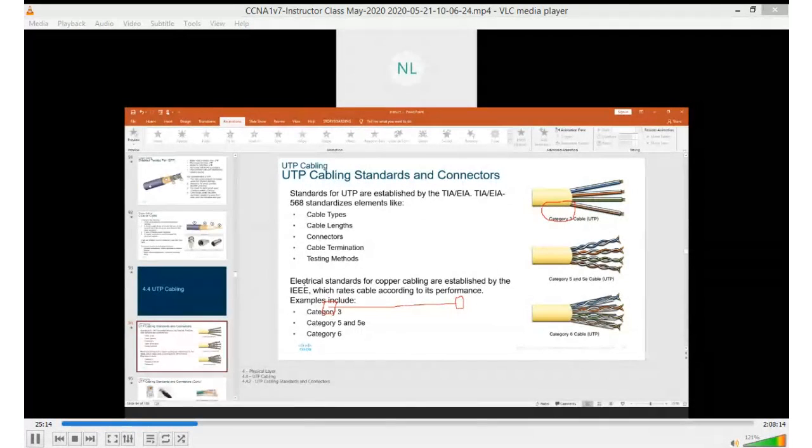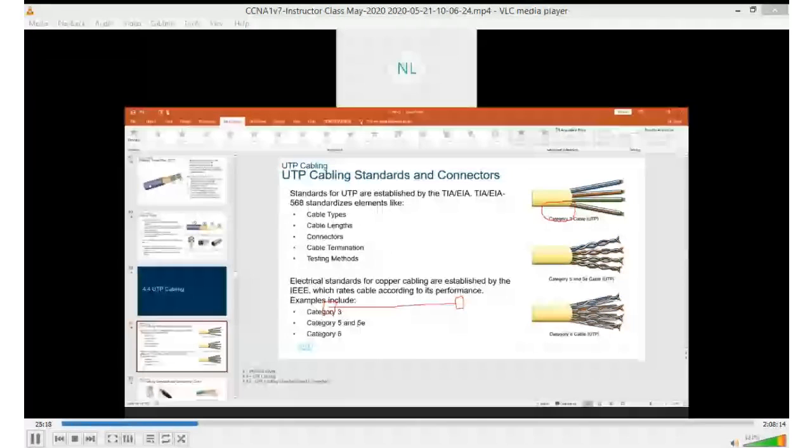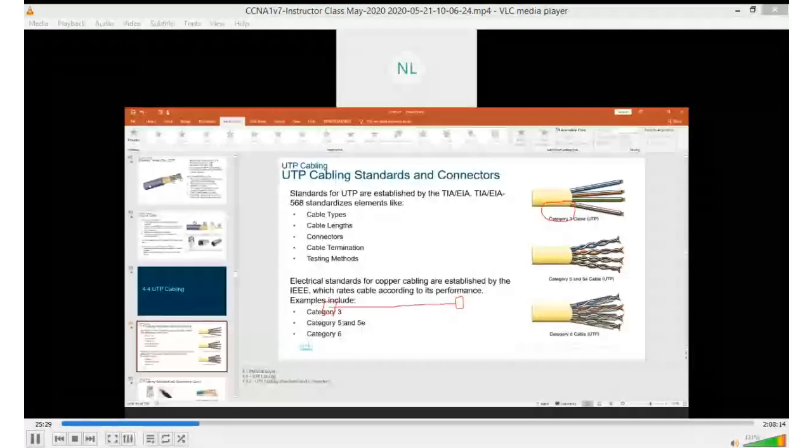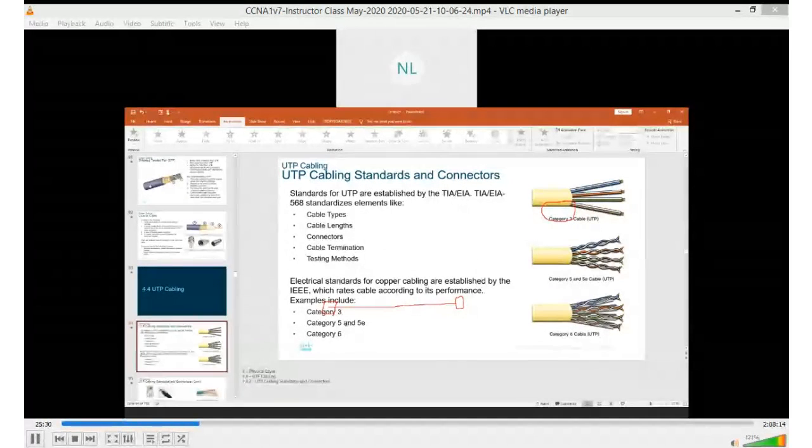And the IEEE also rates this standard based on the performance of the cable. The UTP cable has different categories, from Category 3, 5, 5E, Category 6, which are differentiated based on performance. A Cat 6 can connect further than Cat 5, or Cat 8, and can transmit more bandwidth than the previous categories.